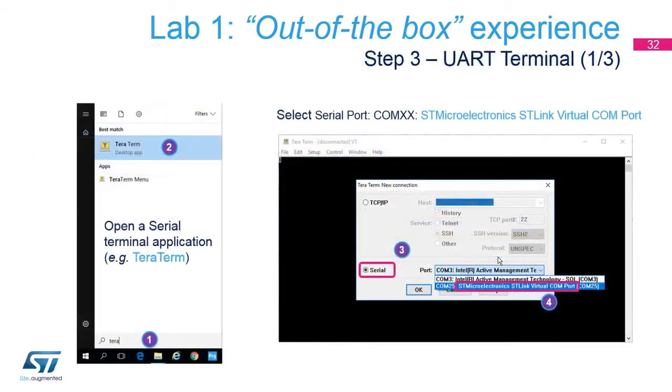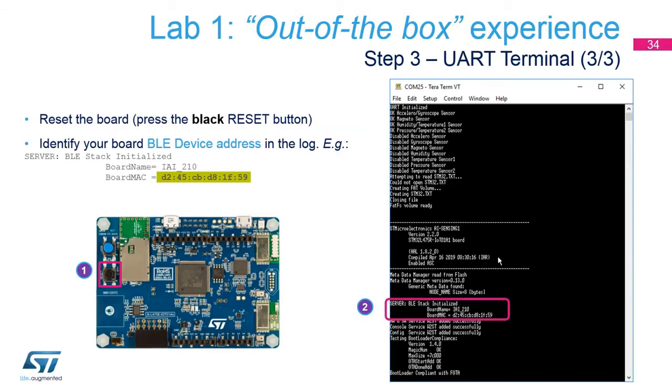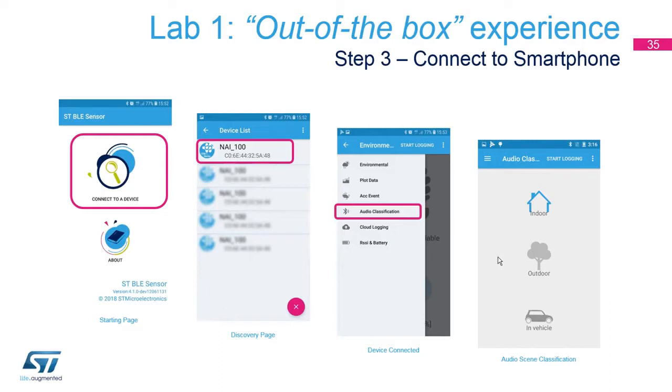Once your board is programmed, we'll open a serial terminal application such as Tera Term, new connection, ST-Link virtual COM port, and you want to change the baud rate to 115200. Once your UART terminal is connected, you can press the black reset button, and you should be able to see the startup log of the application. In the log, you should look for your Bluetooth device address. This will be used to identify which one is your device when we connect to it using the smartphone. You can use the STBLE sensor app on your Android phone, find your device, and go to the audio classification page.